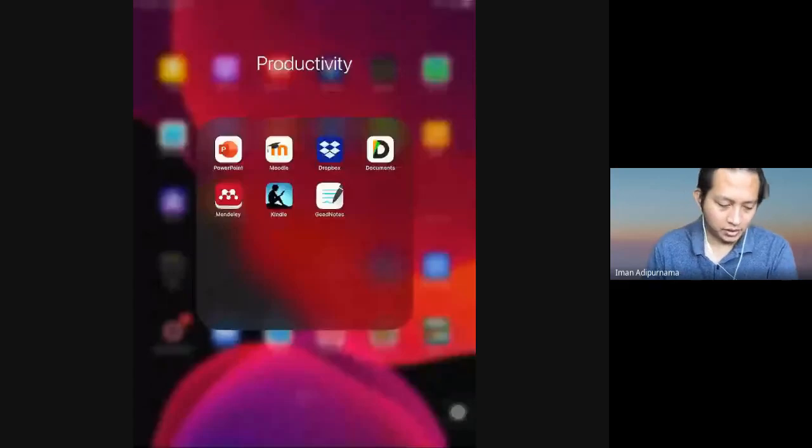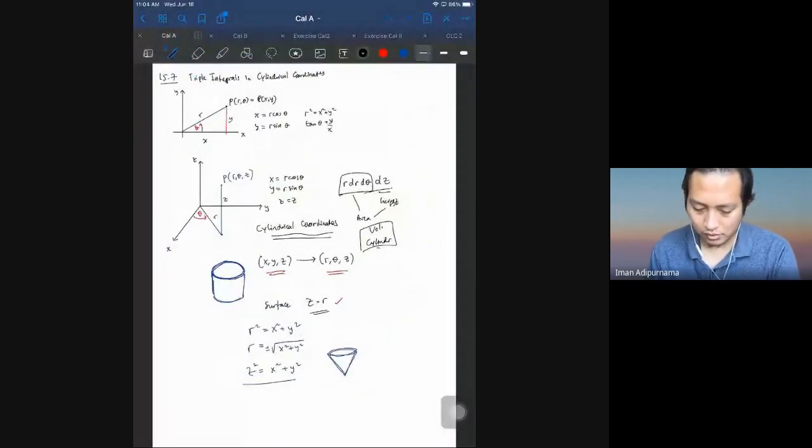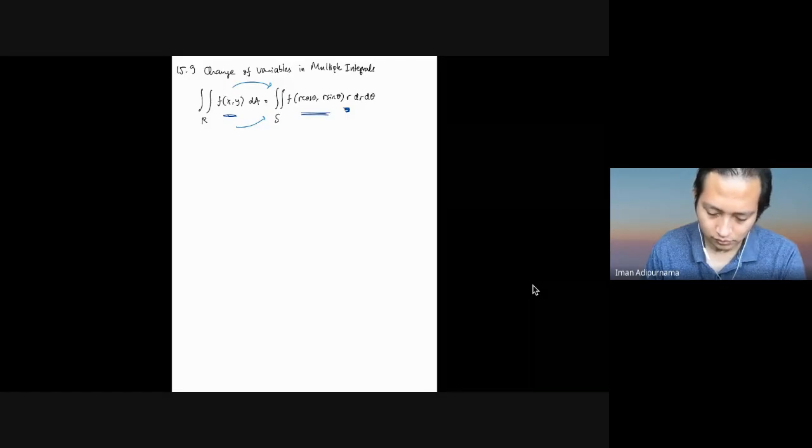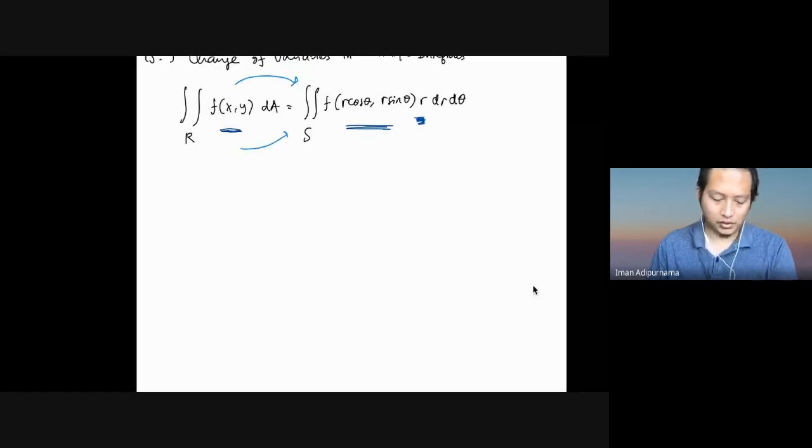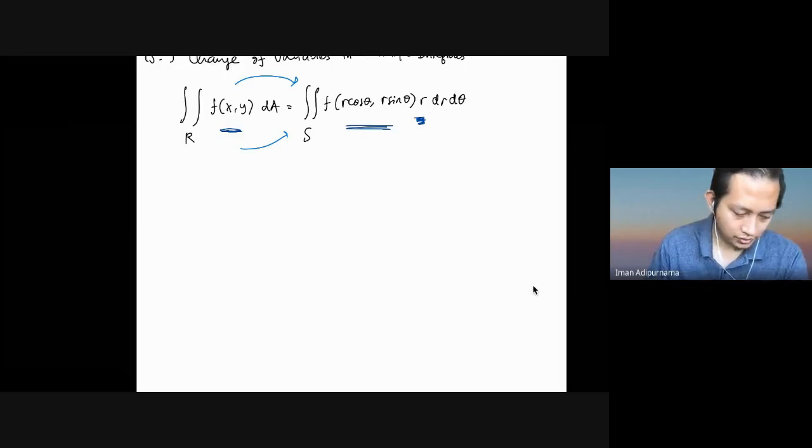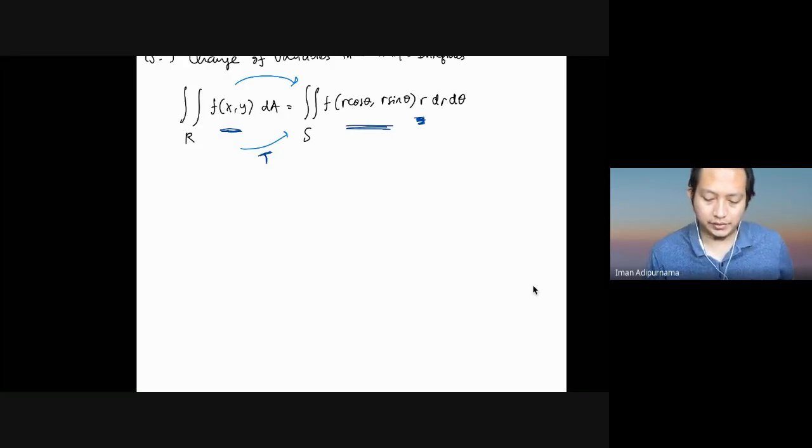Okay, imagine this is having a transformation from R to S. The boundary is changed, right?